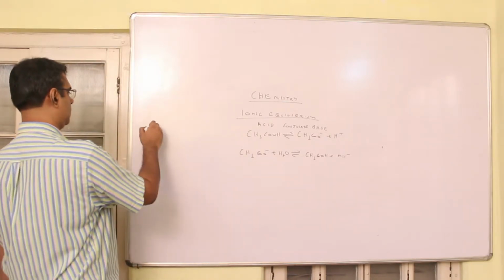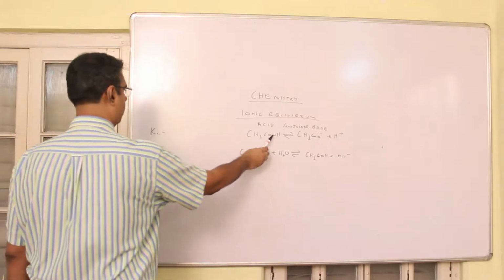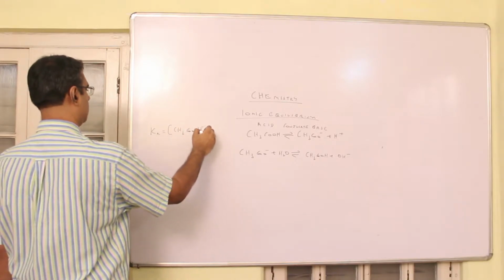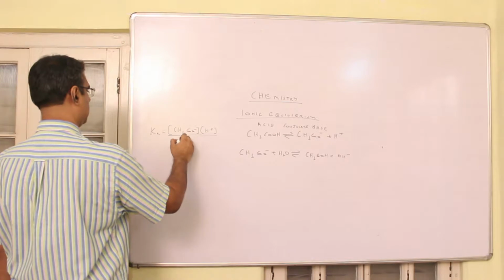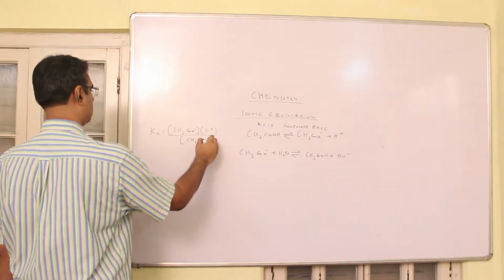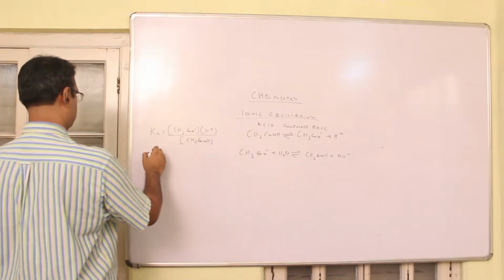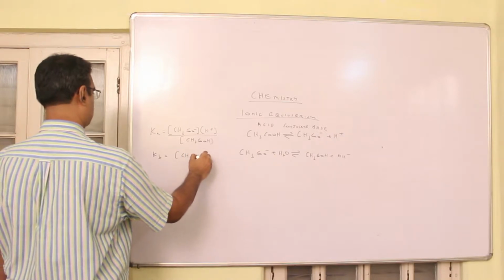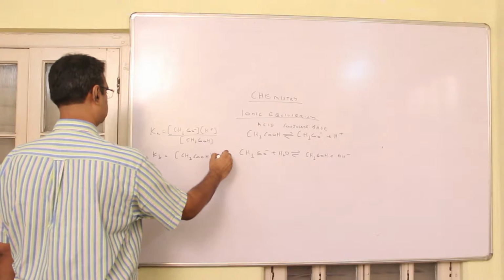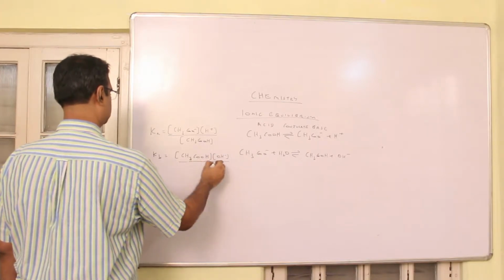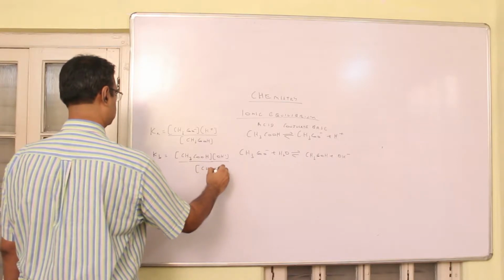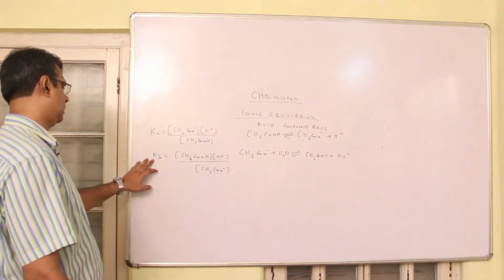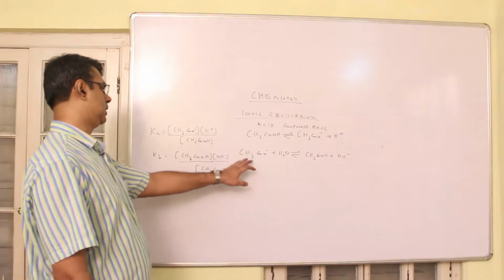So coming back to the dissociation constant for this reaction, for the acetic acid dissociation, the dissociation constant will be given by this expression, and for the second reaction, we can say the dissociation constant is Kb, because this is a base.